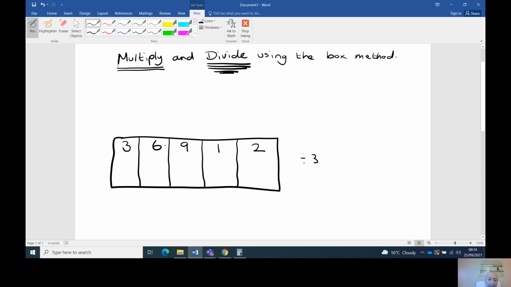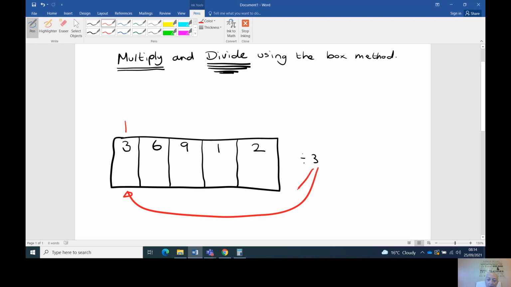Now, we still go to here first, okay? So how many 3s are in 3? How many of them go into that number there? 1. There's no remainder. If we do the opposite, 3 times 1 makes 3. So we've made that number.